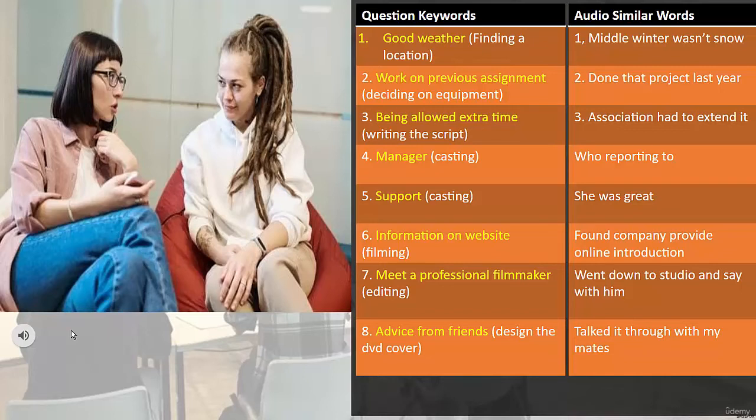Number 6, information on a website. The audio similar words are found company to provide online introduction. Number 7, meet a professional filmmaker. Went down to the studio and sat with him. Sat, that should be S-A-T. Sat with him. Number 8, advice from friends. And the audio similar words were talked it through with my mates.